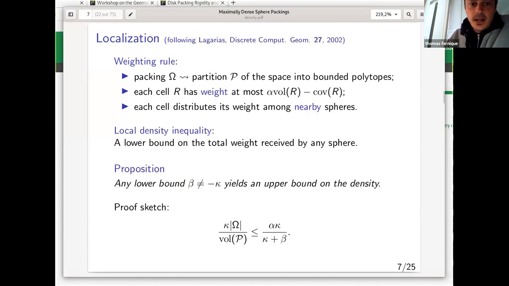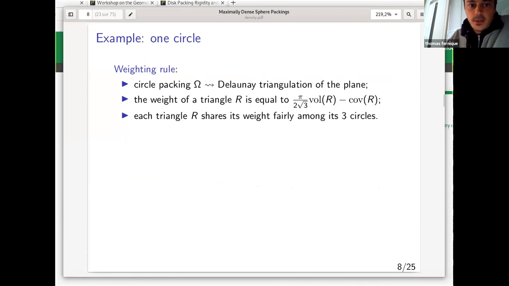So it is a general formalism for localization. And I will give an example on the previous case that we have seen. So consider again the case of circles. You have circles in the plane. You want to show that the densest packing is the hexagonal compact packing. There can be several possibilities, but one possibility is this weighting rule. You decompose your plane with the Delaunay triangulation. You define the weight of each cell, which is now a triangle, equal to this: the optimal density times the volume minus the curvature.